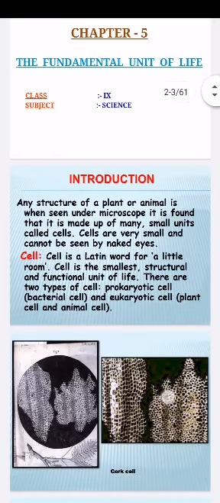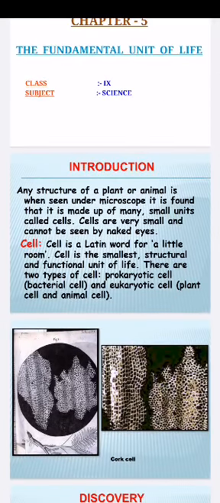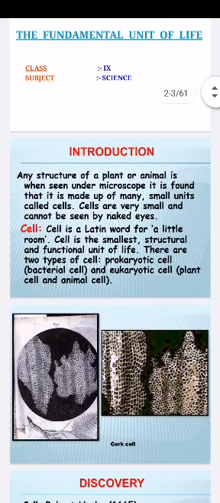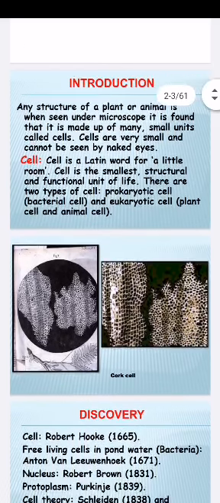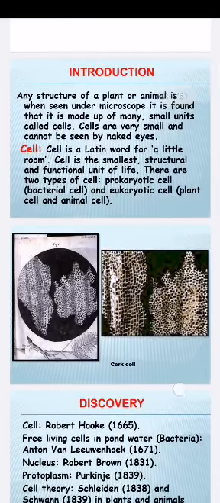Now cell is divided into two types, prokaryotic cell and eukaryotic cell. Pro means primitive, eu means new. Why primitive? Primitive means this cell does not contain membrane bound genetic material. That's why it is prokaryotic cell. Eukaryotic cell contains membrane bound genetic material. So all plant cells and animal cells are eukaryotic cells.